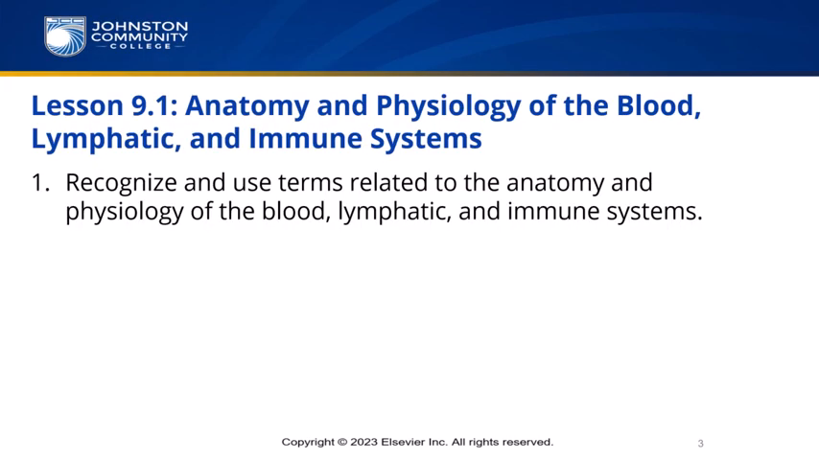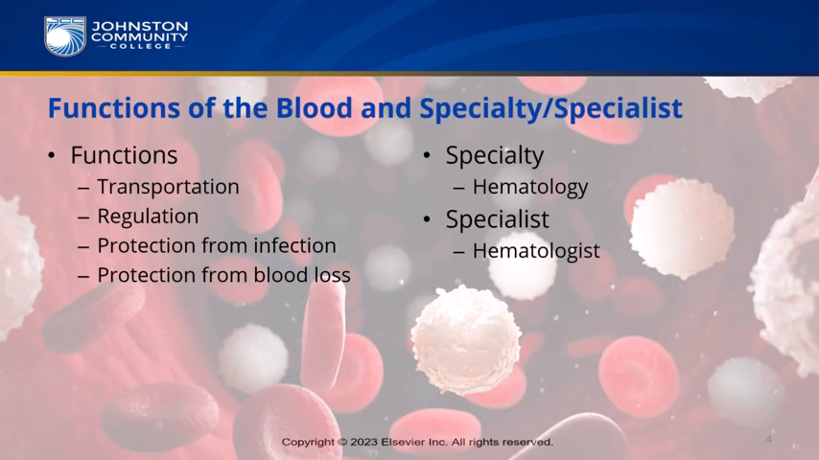Lesson 9.1, Anatomy and Physiology of the Blood, Lymphatic, and Immune Systems. We will begin by recognizing and using terms related to the anatomy and physiology of the blood, lymphatic, and the immune systems. Let's begin by reviewing the functions of the blood, the specialty, and the specialist.